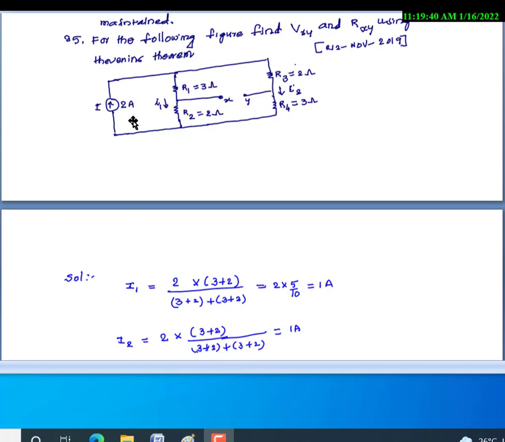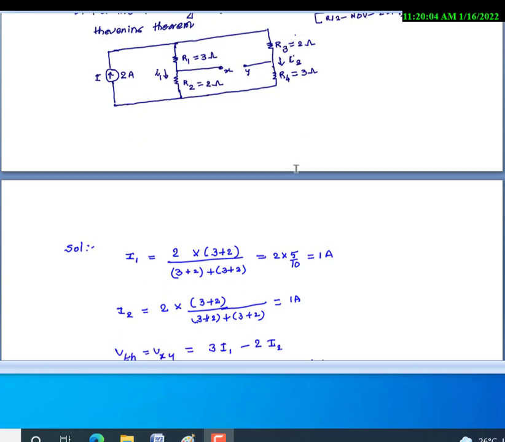So if you look at this circuit, we have the current source of 2 amperes, and this 2 amperes is in parallel with the two branches like this. Now let us calculate the current flowing through this branch, which we call I1, whereas the current flowing through this branch we call I2. And we know the current divider rule to get the current flowing through this. So we write like this.